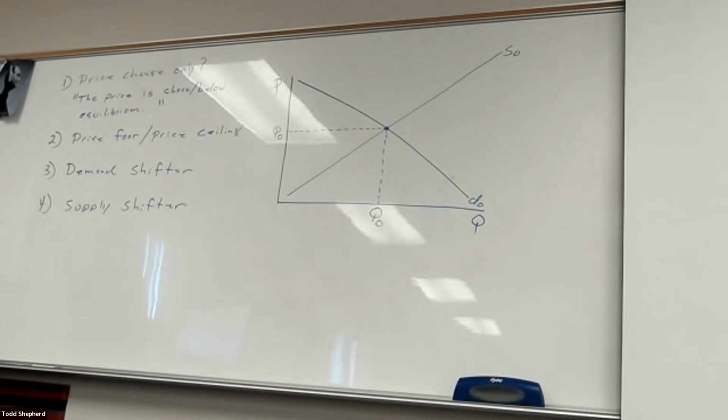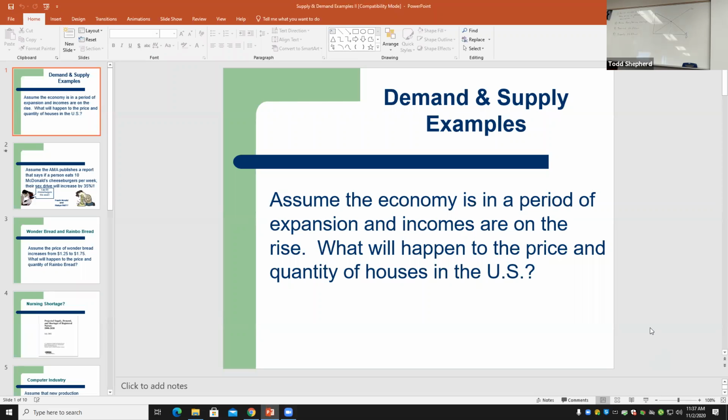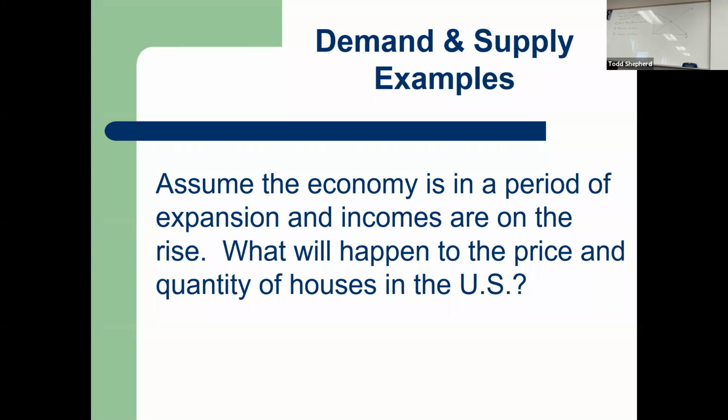All right, let me share my screen here for just a moment. All right, so the first example, I'm going to have a handout for you next time to be able to go in and work on these just a little bit. We're going to do some more examples next time, but I want you to get started. This is the type of thing that you're going to be looking at to be able to figure out what's going to happen to the equilibrium price and equilibrium quantity of this particular commodity.